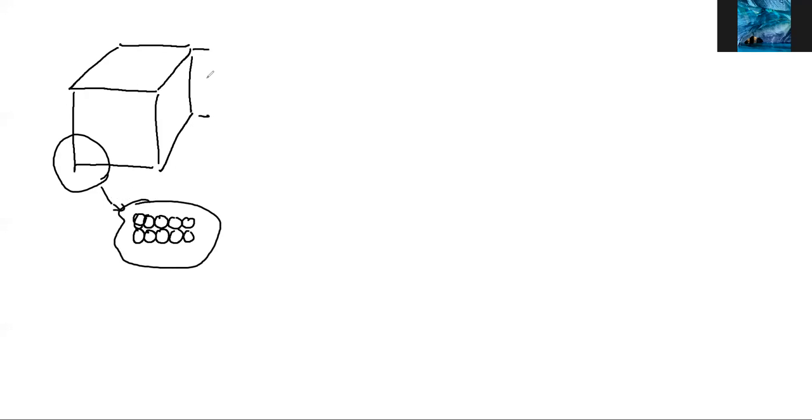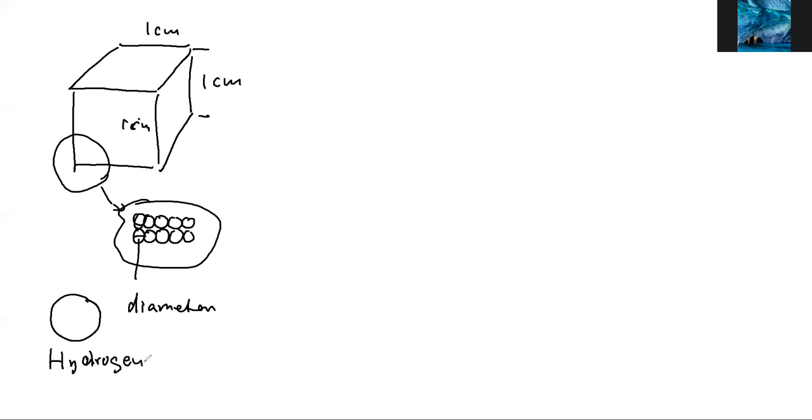So this is 1 centimeter, and also 1 centimeter, and also this is 1 centimeter here. Now, the diameter, D for diameter, of each hydrogen atom. Do you remember the value for the diameter of a hydrogen atom, roughly? 10 to the power of negative 10. That's right, in meters. Okay, so I don't want to repeat that problem.